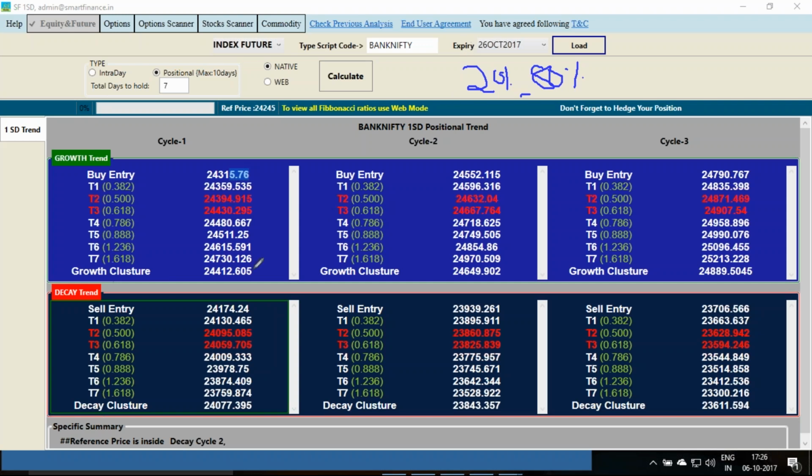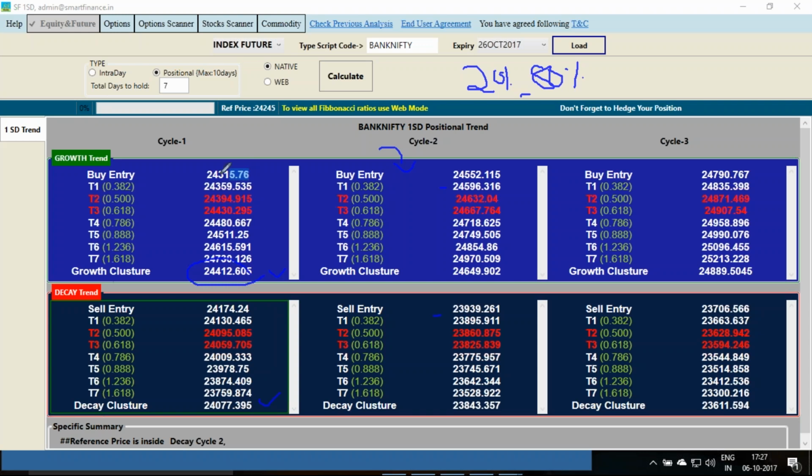Cluster, Arindam Das ji, cluster is the most important support and resistance at a moment. This will be utilized once the price enters the second cycle. If the price enters the second cycle, this cluster will be utilized as the stop loss of the first cycle of this trade. Suppose you are buying at 24,596, your stop loss will be 24,412. If you are selling at 23,939, your stop loss will be 24,077. So cluster is the most important resistance and most important support.